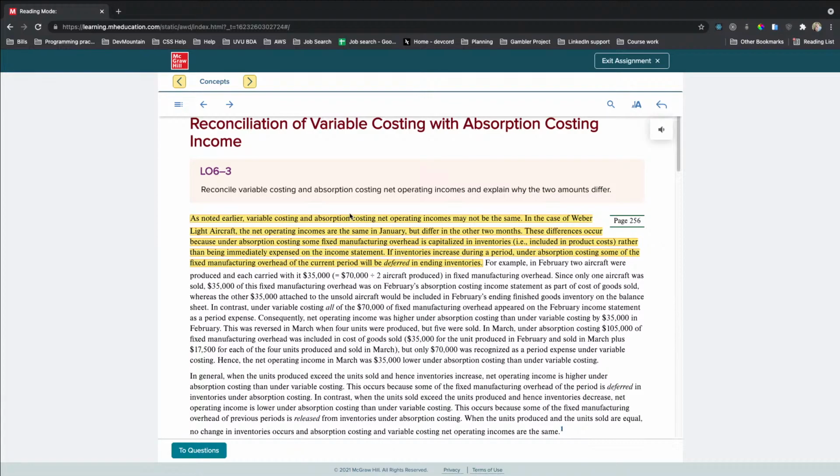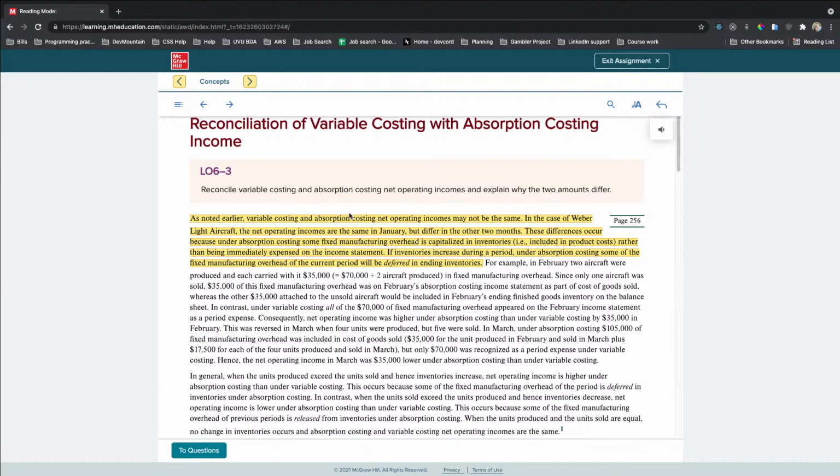These differences occur because under absorption costing, some fixed manufacturing overhead is capitalized in inventories, included in product costs, rather than being immediately expensed in the income statement, which is exactly what I just said. If inventories increase during a period under absorption costing, some of the fixed manufacturing overhead of the current period will be deferred in ending inventories.